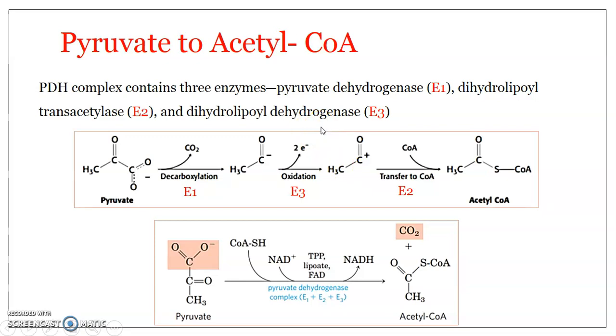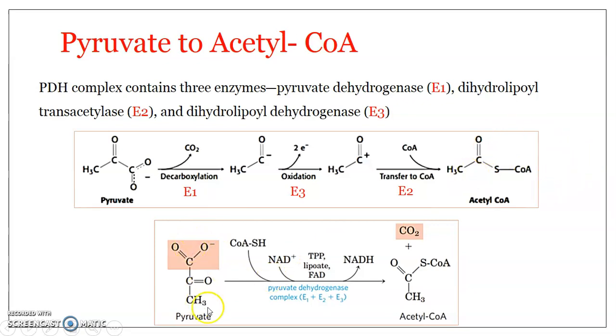So lipoic acid and FADH2 are produced as a result. So dihydrolipoic acid gets converted to lipoic acid, and during this process FAD gets reduced. Okay, so this is the whole process taking place.